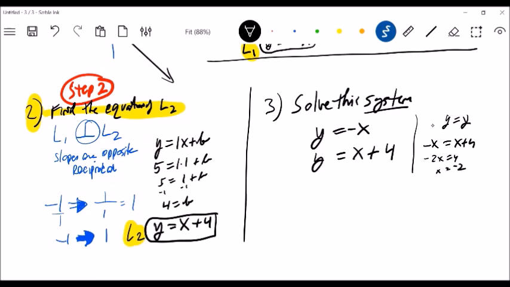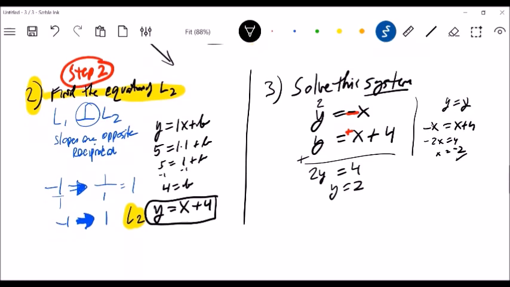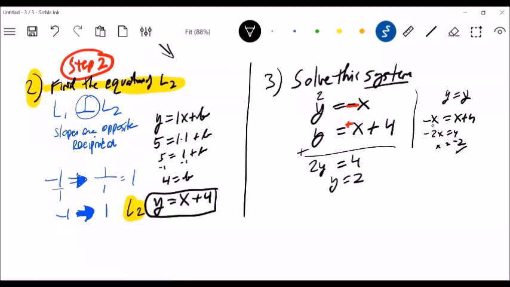The other thing we can do here is add these. Because this is a negative here, and this one's a positive, we can add these together, and we get 2y is equal to, the x's cancel out, negative x plus x, 4. So that means we get y equals 2. If we put 2 back in here, we get x is negative 2, the same thing that we got here. So that means we got the point. P2 is the point (-2, 2).